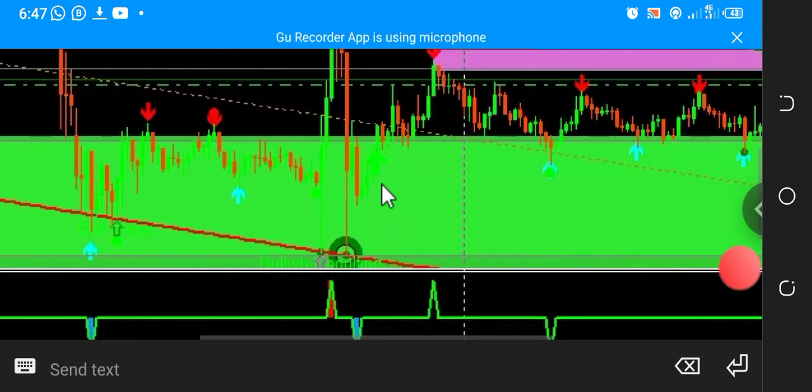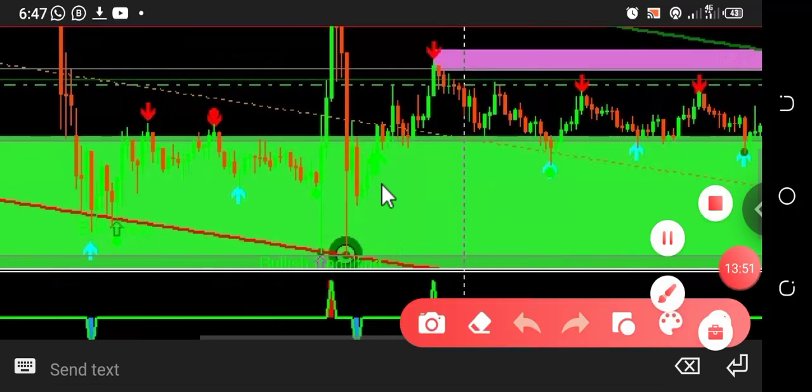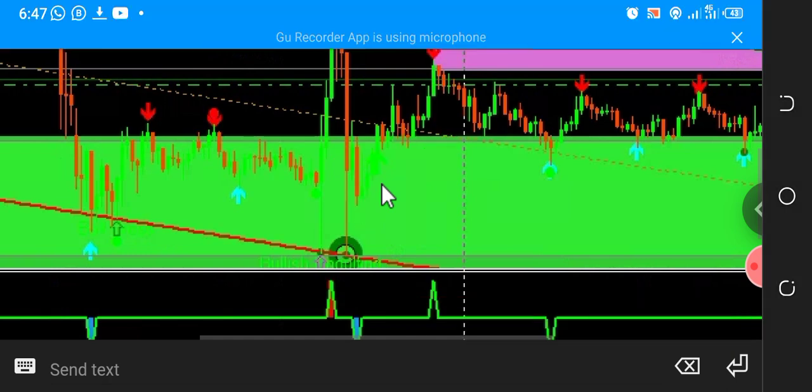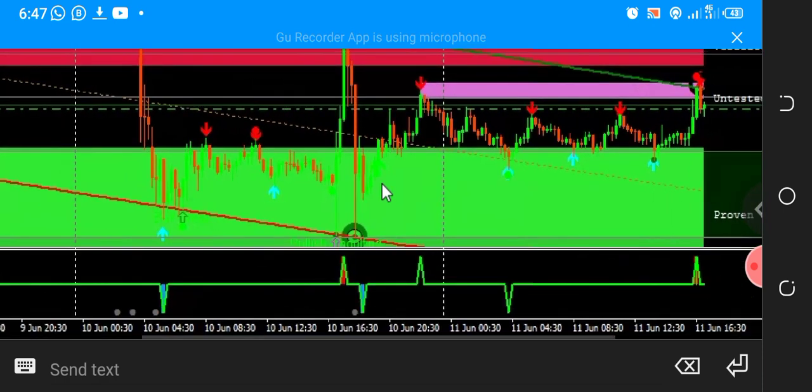All right, so if you look at it very well, I hope you see where I'm pointing at. Sorry, not a candle. There is a green arrow there. Yes. All right, so once that happens, then you know that your buy signal is set. Then you open your trade.